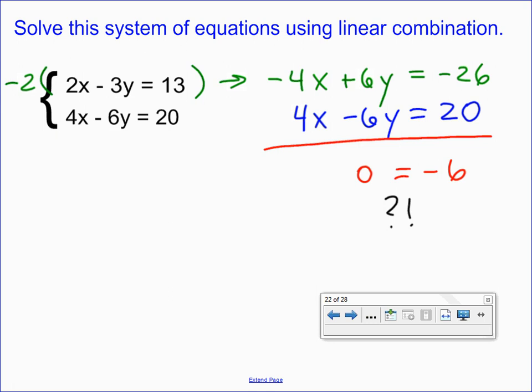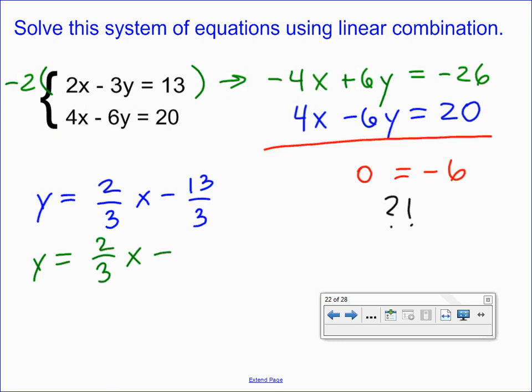If I consider this first equation, 2x minus 3y equals 13, and rearrange it in slope-intercept form to graph, I get y equals positive 2/3 x minus 13/3. If I rearrange the second equation to graph in slope-intercept form, I get y equals positive 2/3 x minus 26/3.